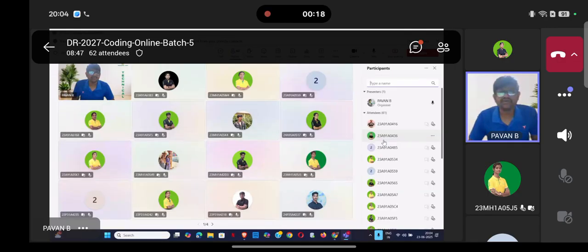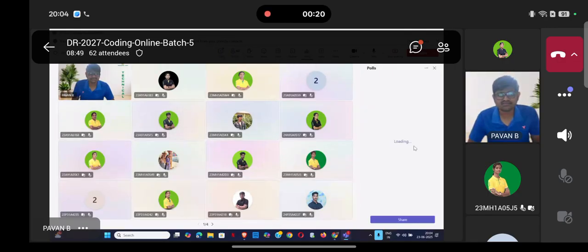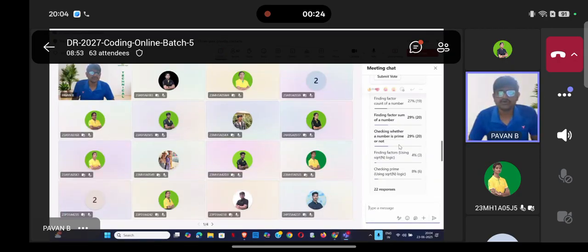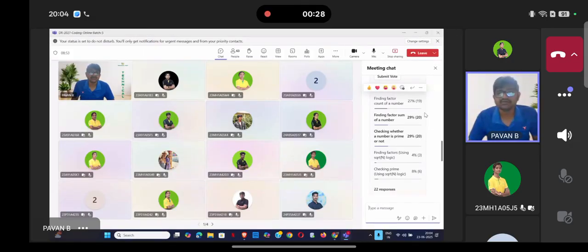So from the poll, I can see that a lot of you mentioned that you know how to find the factors of a given number, and eventually if you know how to find the factors of a given number, you can count them, you can add them up, and you can also find whether the given number is prime or not, right? But for the next two questions, only a few of you have said that you know this, right? So basically this is an optimized logic.